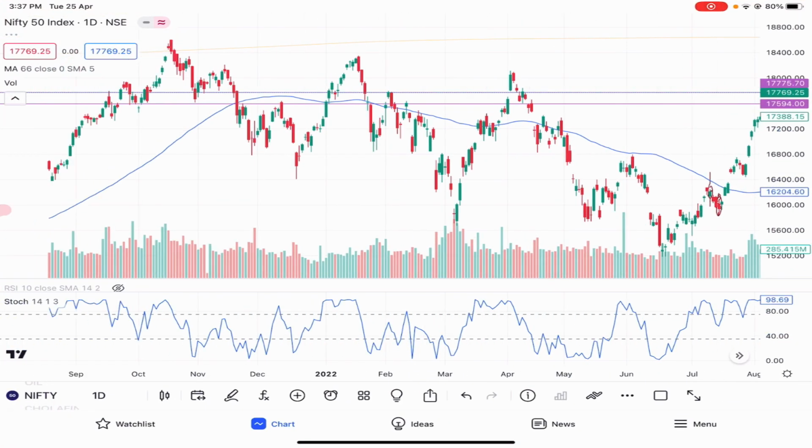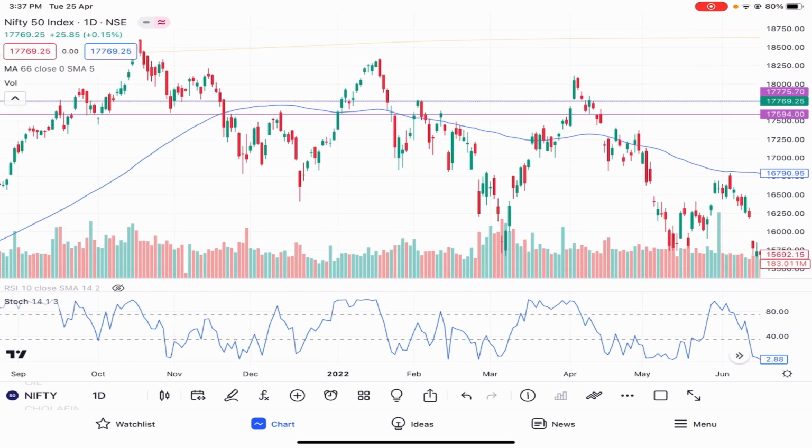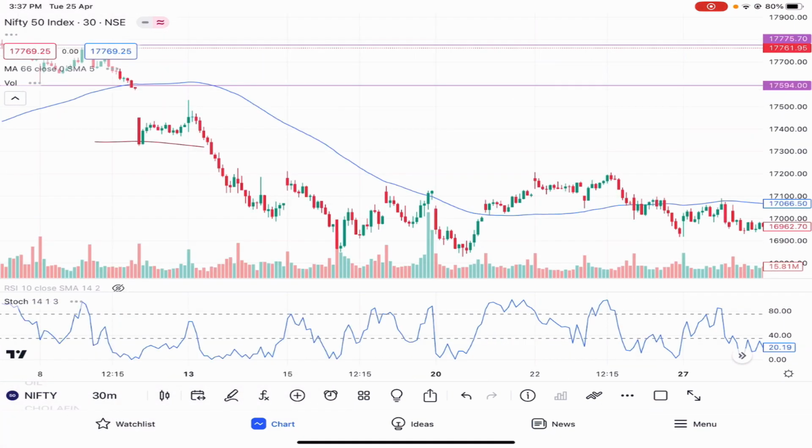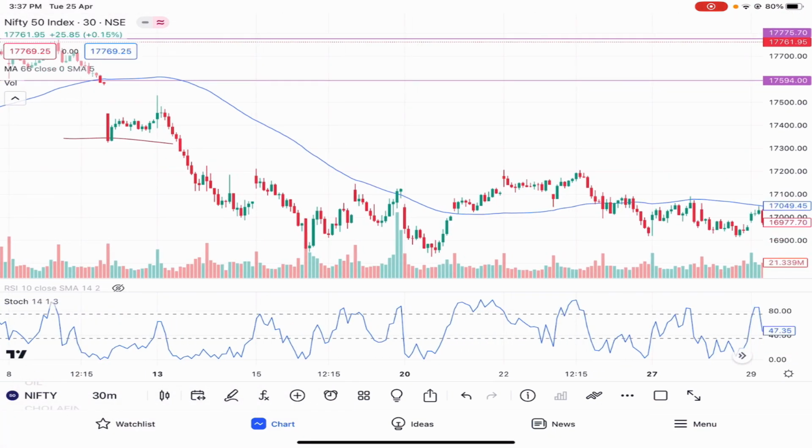So I'm back to my Nifty 50 chart and this is my daily chart. Let me go to a 30 minutes chart. So look at this.